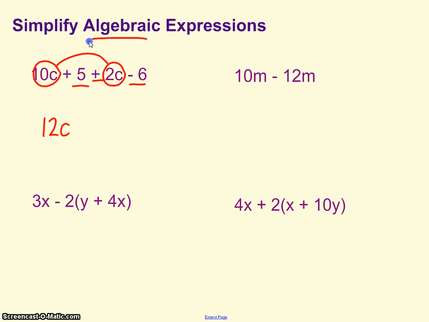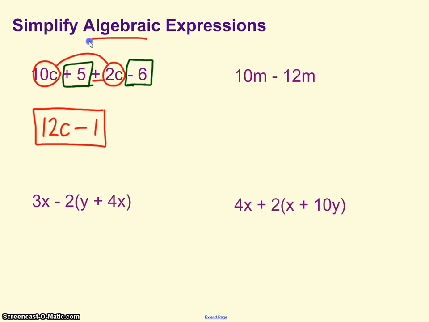Let me grab a different color. This positive 5, it's a number without a variable. We can combine it with this 6, because it's minus 6, we're going to keep that sign with the 6. So you have a positive 5 and a negative 6. 5 minus 6 is negative 1. So we're going to have minus 1. 12c and negative 1 are not like terms, so that will be your final answer right there.